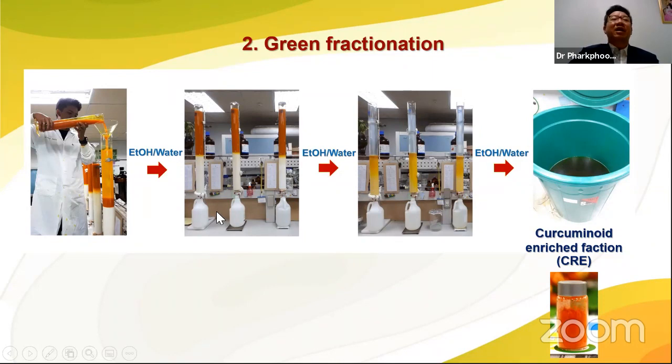And after we get the extract, after filtration, we do the fractionation using the hydrophobic column. For the fractionation method, we made the decision to use a hydrophobic column because of the property of curcuminoid. Curcuminoid is a hydrophobic compound, so we select the hydrophobic column using Diaion HP20 for fractionation. The extract can be directly loaded into the column, and we do elution with ethanol and water. We have to optimize the concentration of ethanol and water, and then we will get the curcuminoid-rich extract. After evaporation, you will get the powder of the curcuminoid-rich extract.